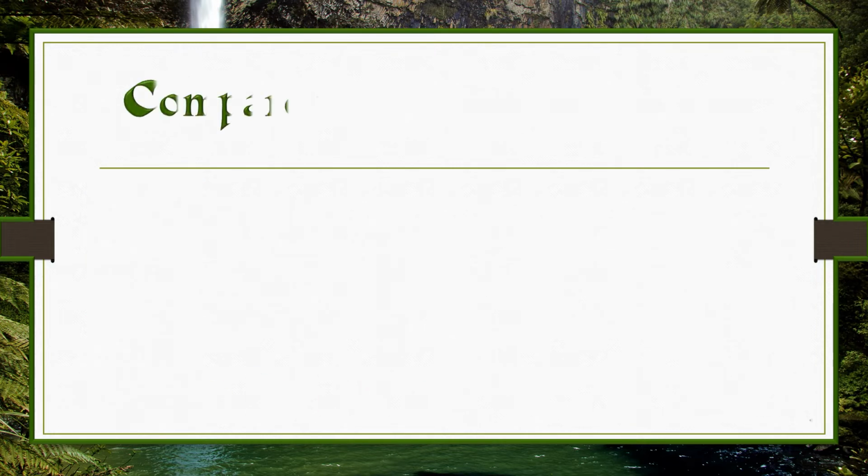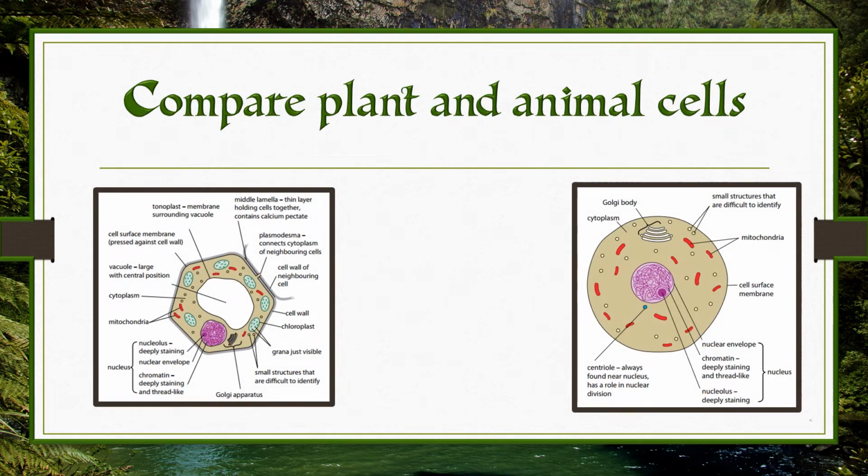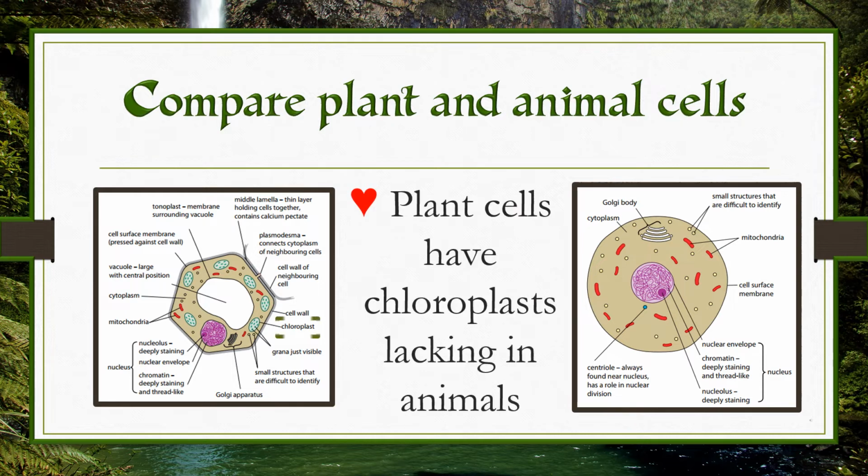Compare plant and animal cells. Plant cells have chloroplasts, which are lacking in animal cells.